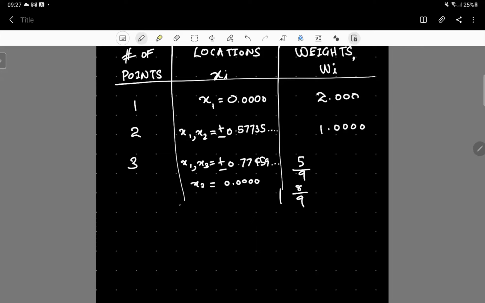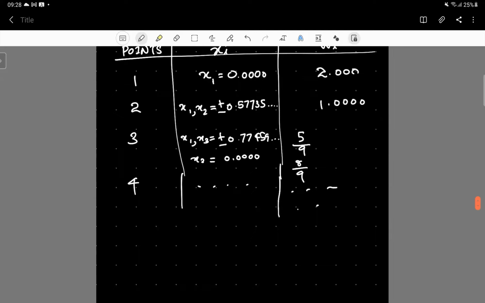So likewise, when you have 4 points, there are 4 locations and also corresponding weight factors based on this Gaussian quadrature method for numerically evaluating the integration, numerically mimicking, let's say, when we want to evaluate an integral or perform a numerical integration.